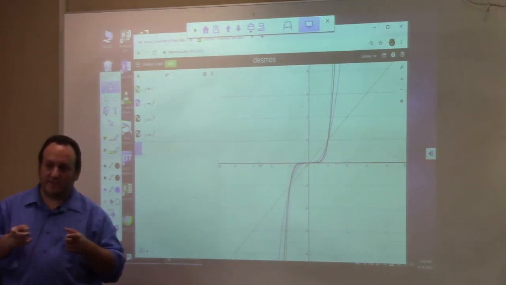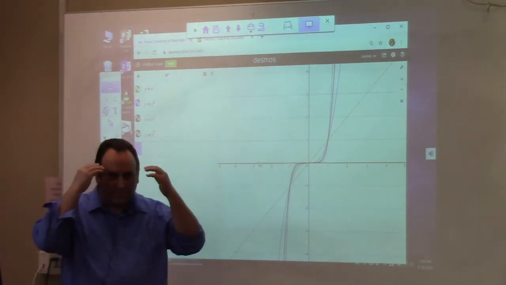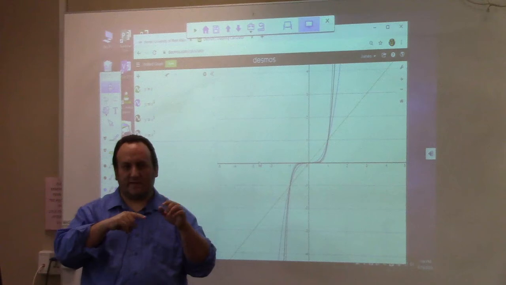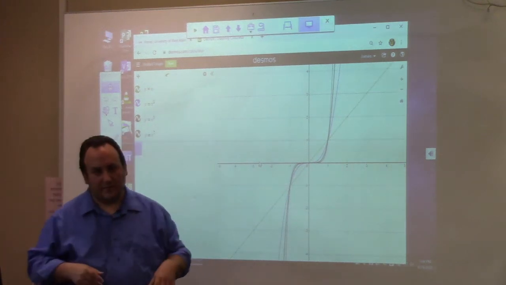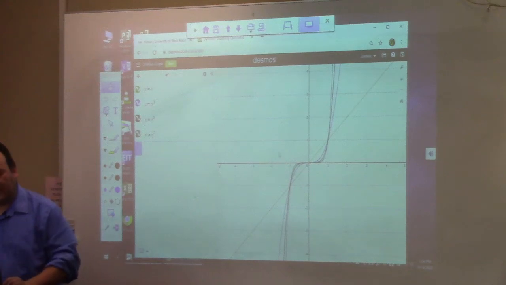But what you should be able to do is if somebody says y equals x to the seventh, you should have in your mind's eye, oh, that kind of looks like the cubic. It's just more steep. That's what I'm saying. That's the kind of memorization I'm talking about.